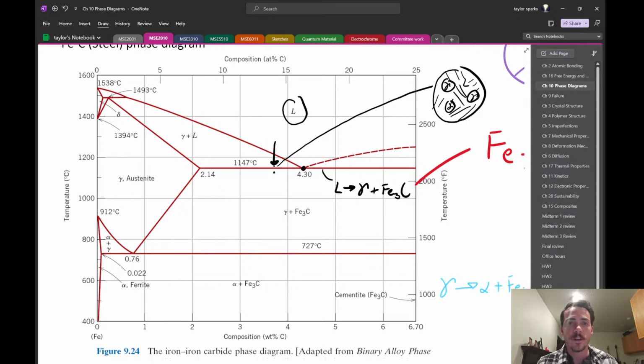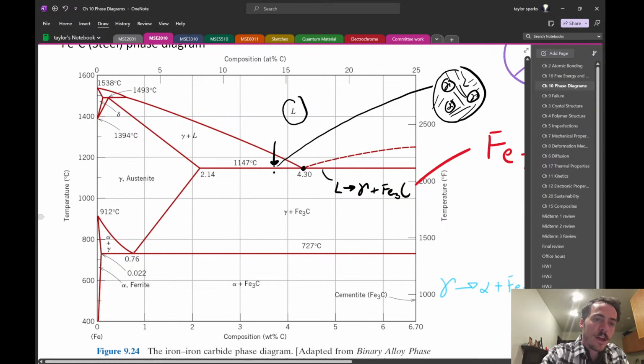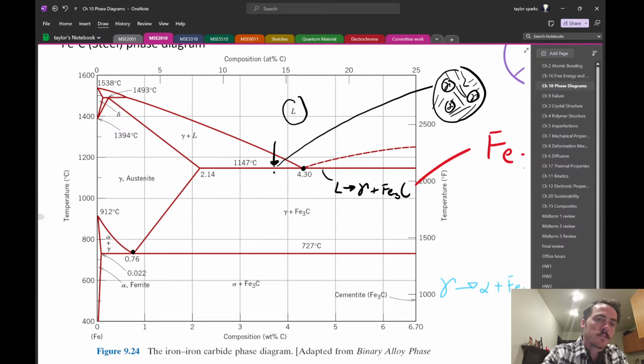Now, eutectoid is almost the same, except it happens, we're going to show it right there on the far bottom left, at 0.76 weight percent carbon. So it's going from one solid to two different solids at a single point. Cooling through that transformation right there, you're going to go from pure austenite to a mixture of ferrite and cementite. So along that line, we're going to have austenite transforming to a mixture of ferrite plus Fe3C cementite. That would be a eutectoid reaction.